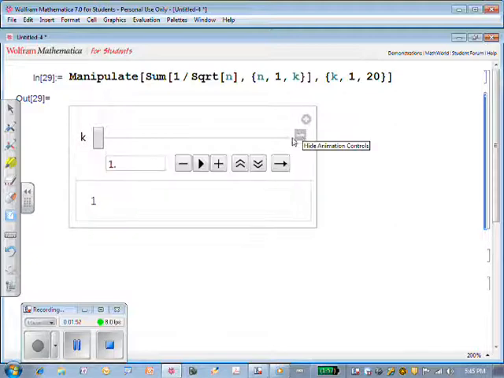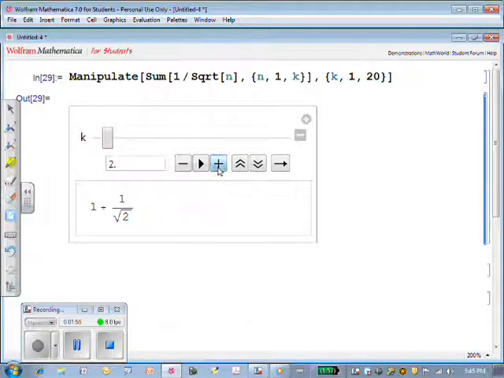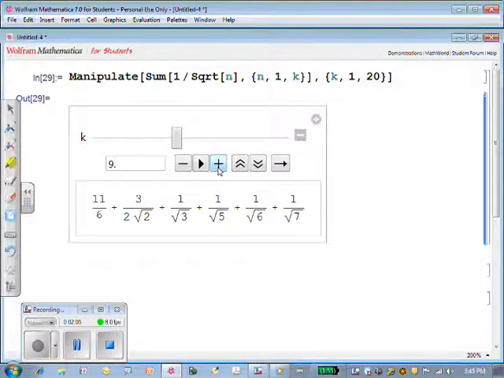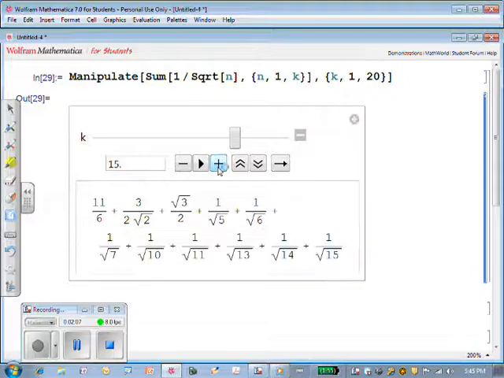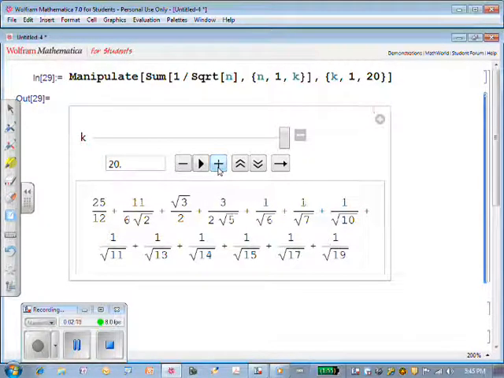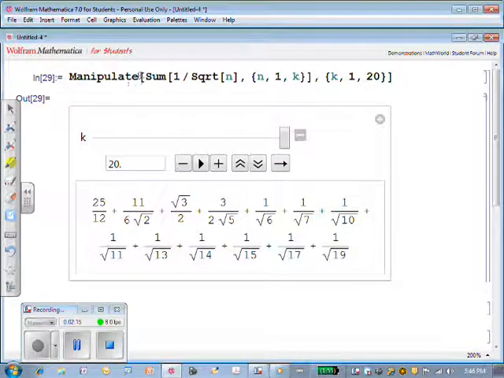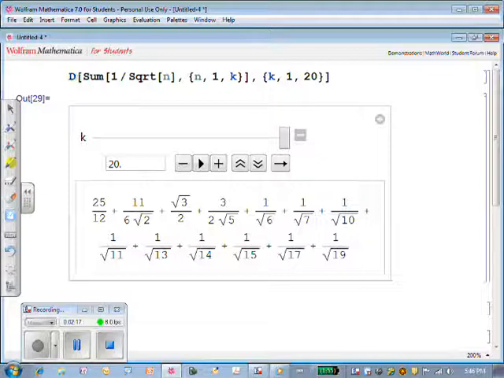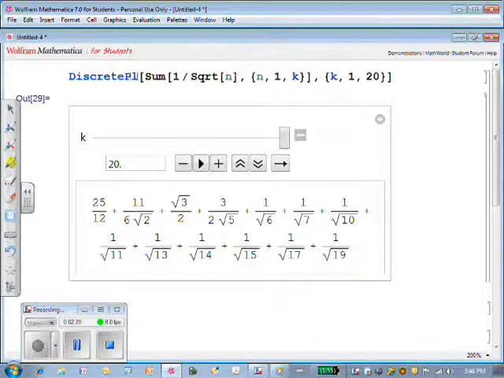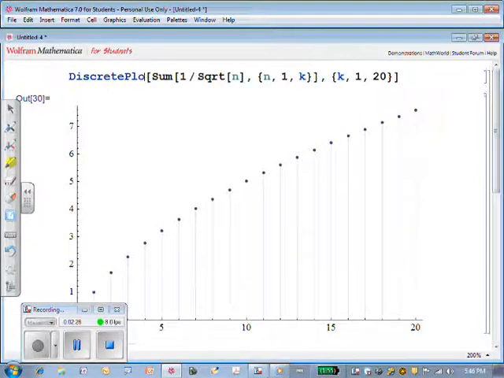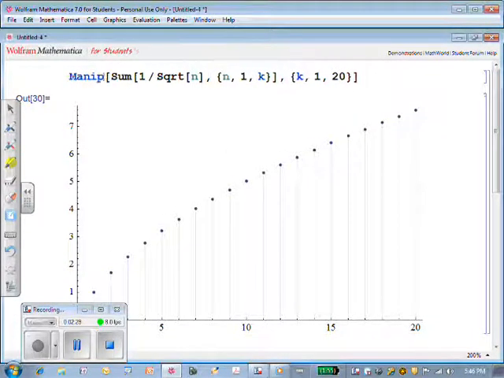K equals 2, it's going to add the next term. 3 terms. Now notice on 4 terms, it's going to combine, because they were integers, 5, up to the 6th, up to the 7th, up to the 8th, so on and so forth. And you can go all the way up to 20. Okay? So with Manipulate, you can see what's happening as you're adding more and more terms. And what DiscretePlot is doing is just plotting these values as you choose higher and higher k's. Okay? So again, Manipulate, a good command to use.